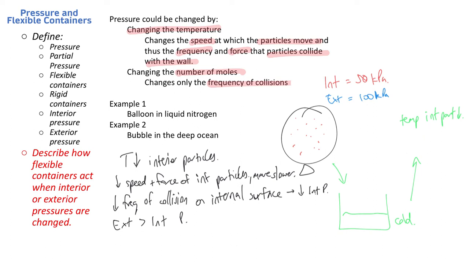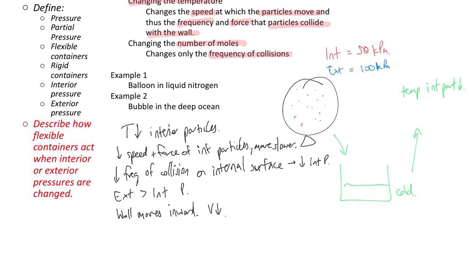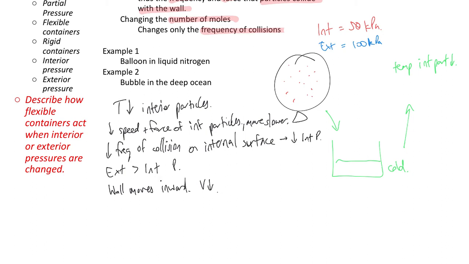Okay, so now the exterior pressure is greater than the interior pressure. Now the wall moves inward, and effectively the volume decreases. With the wall moving inward, I'll just shift down a bit here. The wall moving inward means that the frequency of collisions will increase.